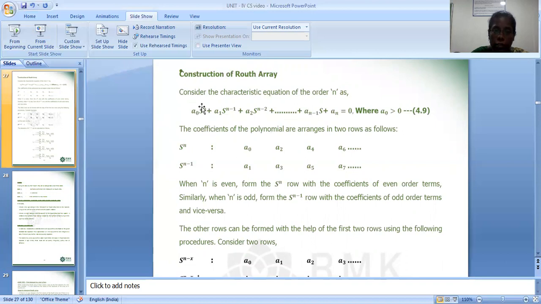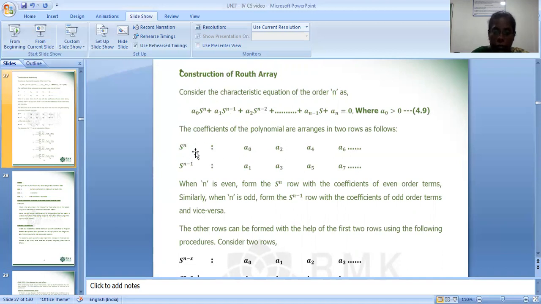For example, if the highest power of s is 5, then I have to form the s power 5 row, and the subsequent row will be the s power 4 row. I have to form these rows from the coefficients of the characteristic equation. For the s power n row, I take the odd or even coefficients, depending upon whether n is odd or even, just taking the coefficients of those particular terms.